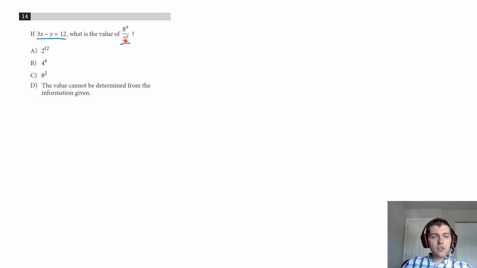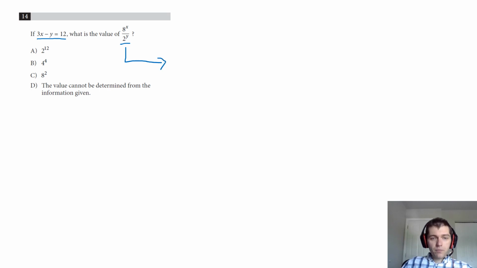What it benefits to do is to take a look at what form the answers take. And they are still written in exponent form. They're values, but they're in exponent form: 2 to the power of 12, 4 to the power of 4, 8 to the power of 2. And so what that signifies is it would benefit to simplify this expression before I go plugging into my original expression. So let's take a look at how to do that.